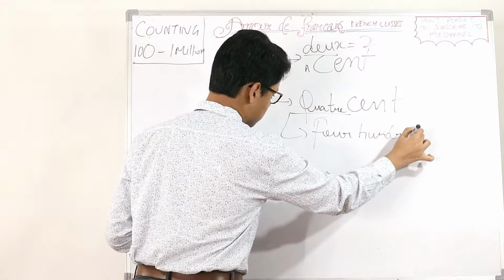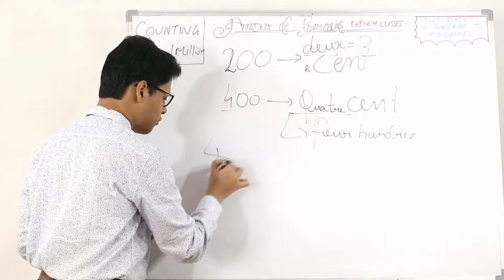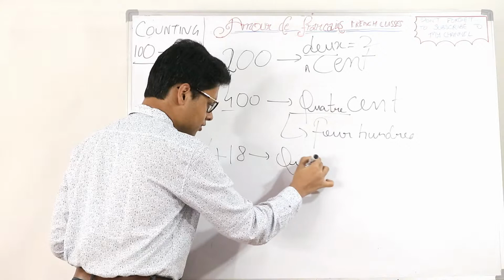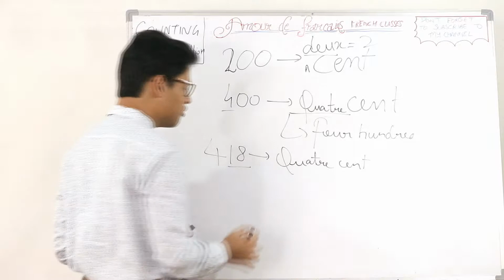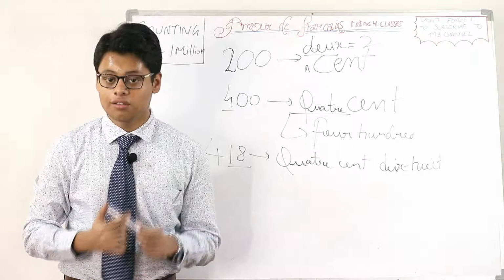Okay, let's take a number which lies in the interval from 400 to 500. Say 418. What will it be? First write quatre cent, and then as I said, the number after 100, which is 18, dix-huit. 418, quatre cent dix-huit.